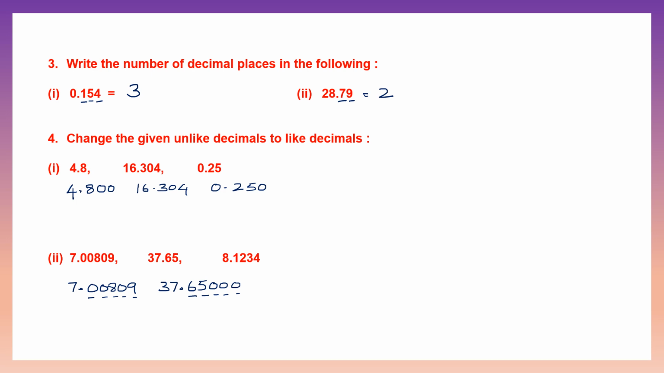Let's take the last number, 8.1234. This has 4 decimal places. So if I add 1 zero, it will now have 5 decimal places. So now I have changed unlike decimals to like decimals.